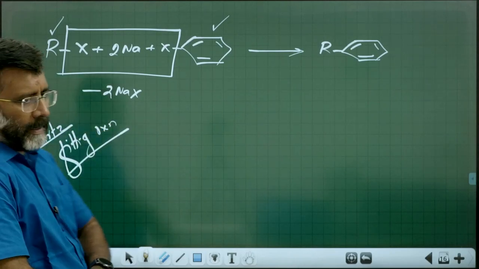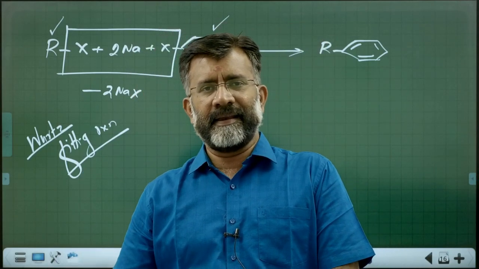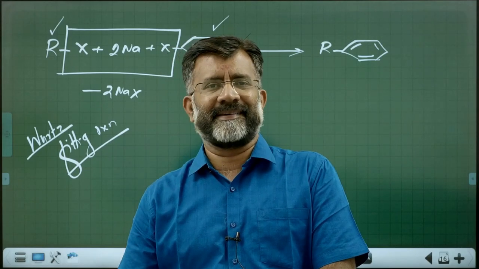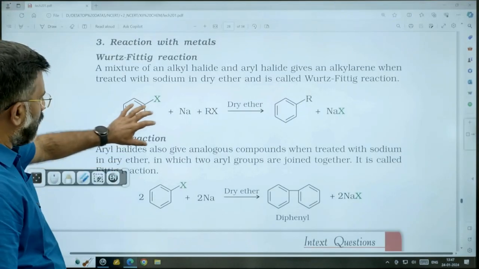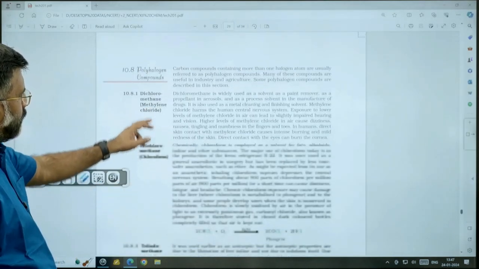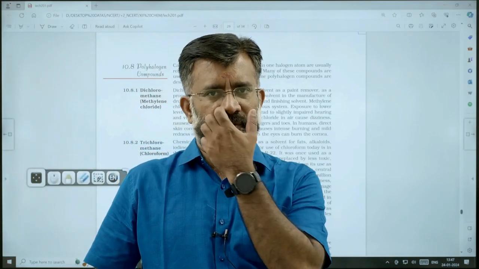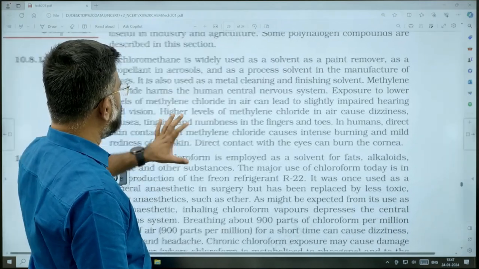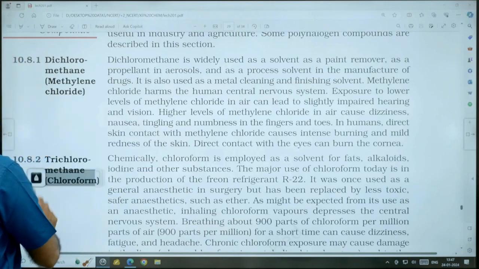So for alkyl halides, Wood's reaction; for aryl halides, Fittig reaction; for the alkyl and aryl halides combination, it is the Wood's Fittig reaction. Is that fine? Right. That's about the reactions of haloarenes. And there is a tail end story in the chapter polyhalogen compounds. A few molecules, which are only factual points you need to review.